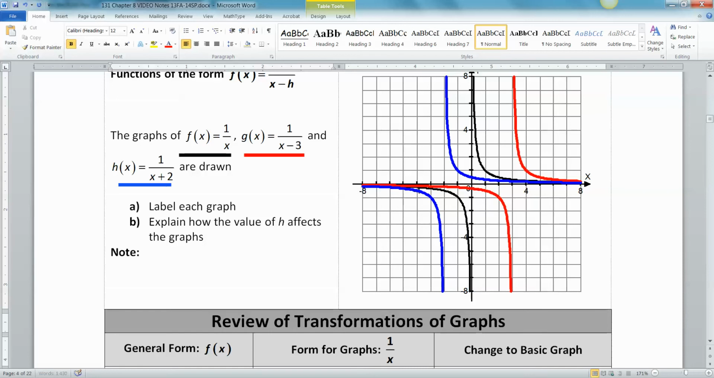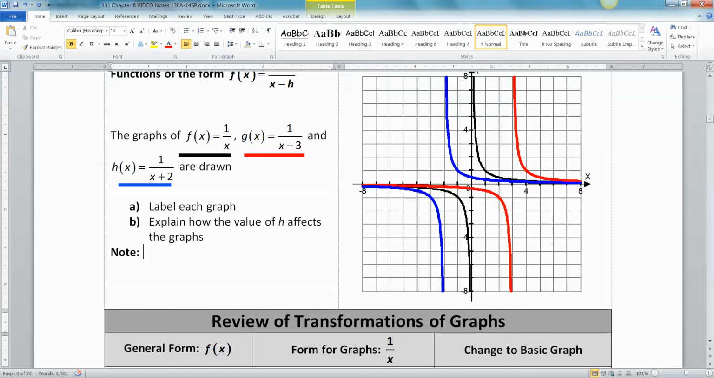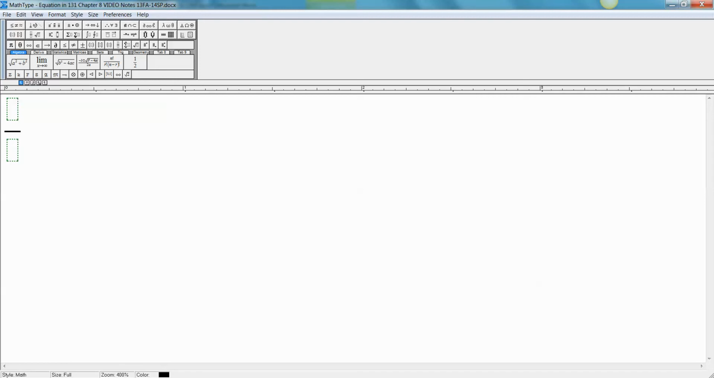So make a note. Remember from chapter 6, h is backwards in the function, in the formula. I'll just say function. Right, just like we learned back in chapter 6. So let's think about this. For the red one, it's x minus 3, but the formula is x minus h. So if you see x minus 3, that means h is 3. So 1 over x minus 3 means that h is positive 3. It switches the sign. It's backwards in the function itself.